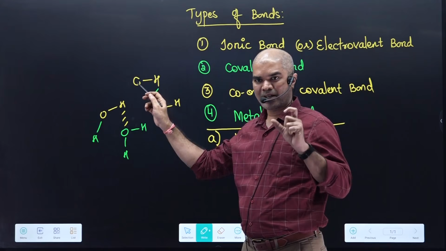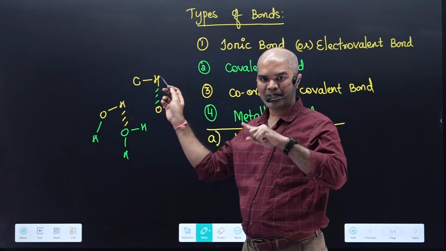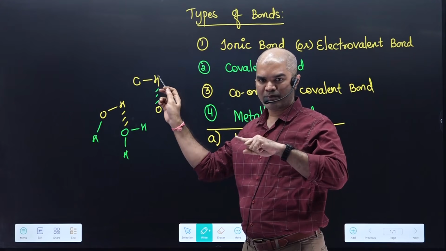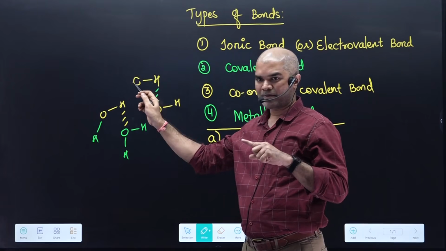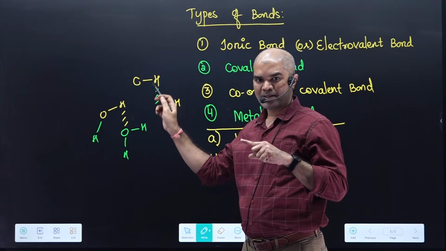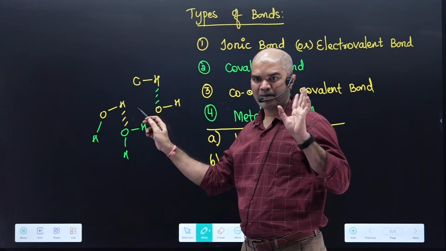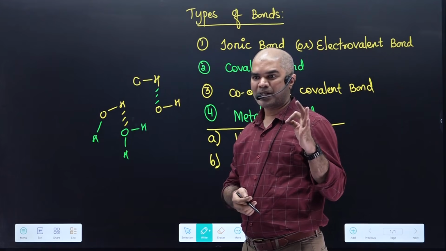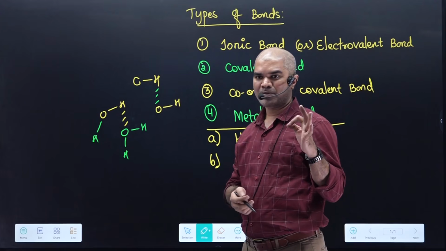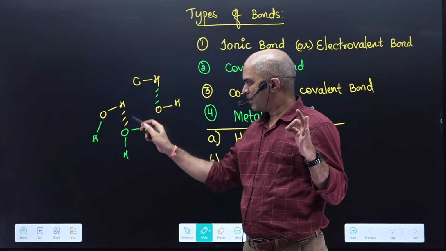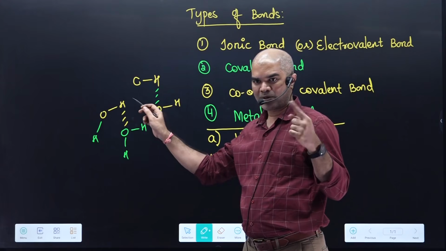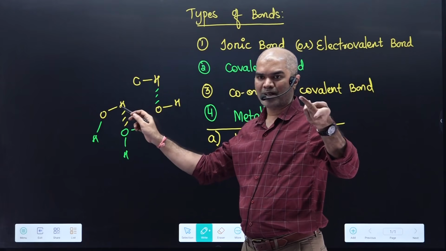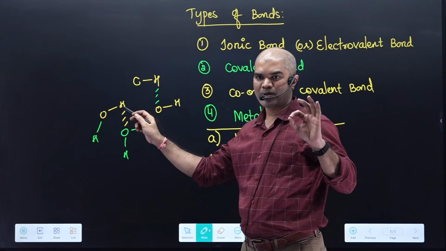In organic chemistry, carbon is more electronegative than hydrogen, 2.5 and 2.1. But when I consider oxygen, that is a more electronegative atom. Fluorine, more electronegative atom. So how do I define a hydrogen bond? It is a bond between an electronegative atom and hydrogen attached to another electronegative atom. That is called a hydrogen bond.